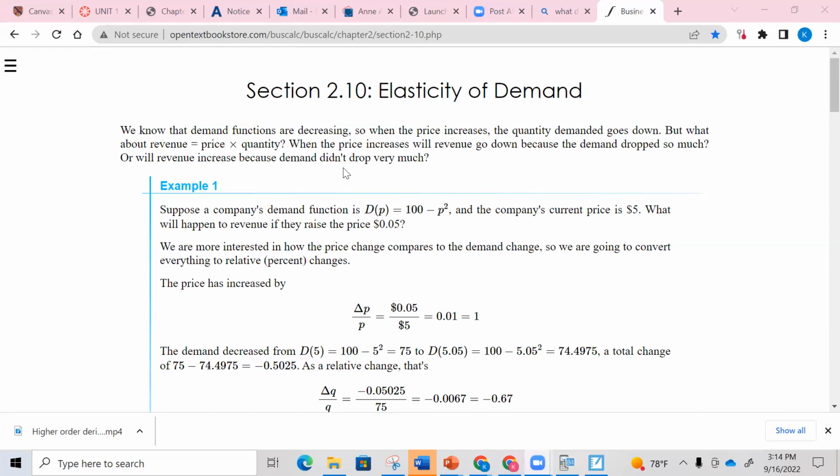Just as a reminder, we know that demand functions are decreasing. So when the price increases, the quantity demanded goes down, which is why a demand function decreases. But what about revenue? Revenue is price times the quantity, or that demand function. When the price increases, will revenue go down because the demand drops so much, or will revenue increase because demand didn't drop very much? We use this concept of elasticity of demand to figure that out.